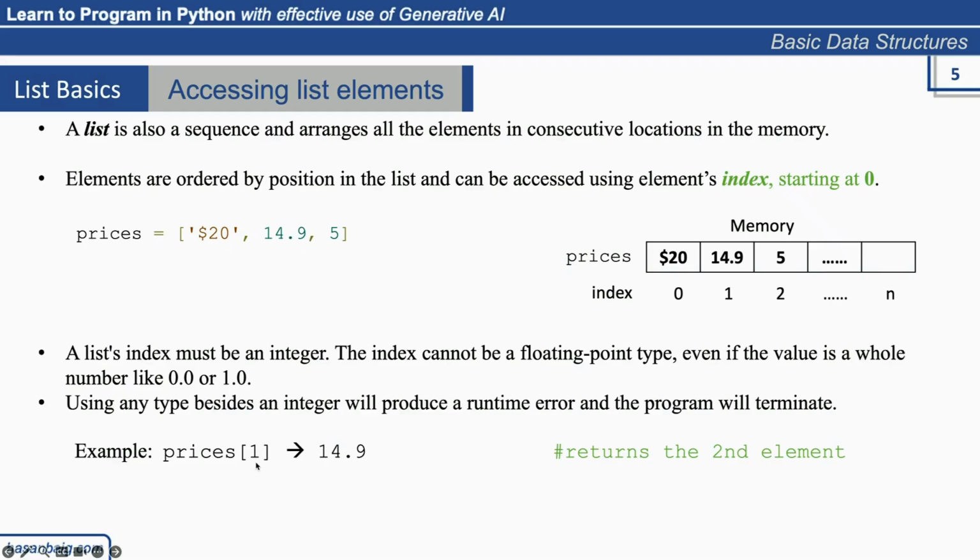And this is what is mentioned here. So when you specify 1, it returns the second element. This is the first element placed at the 0th index. This is the second element placed at index 1, and so on and so forth. Okay? So similarly, when I write prices 0, it will return $20. Whatever is stored at this location, it will be returned. Okay?